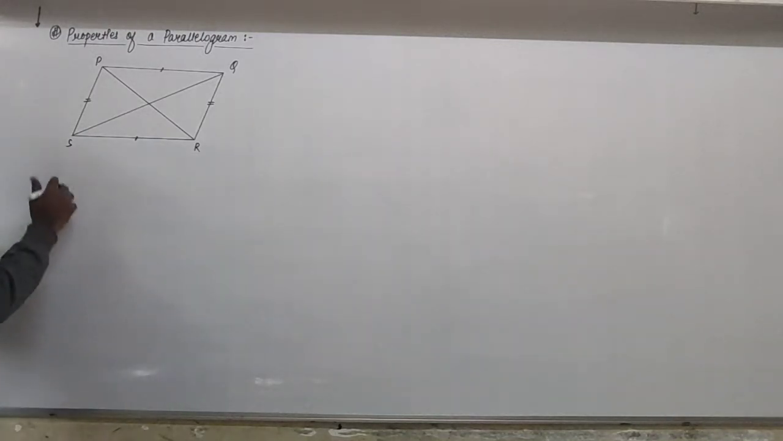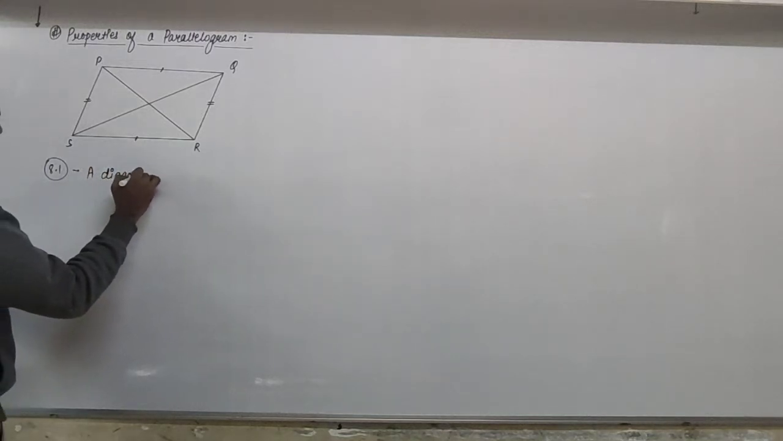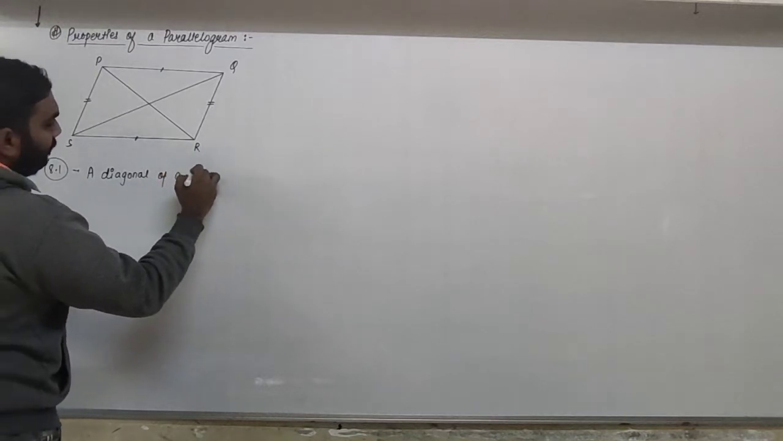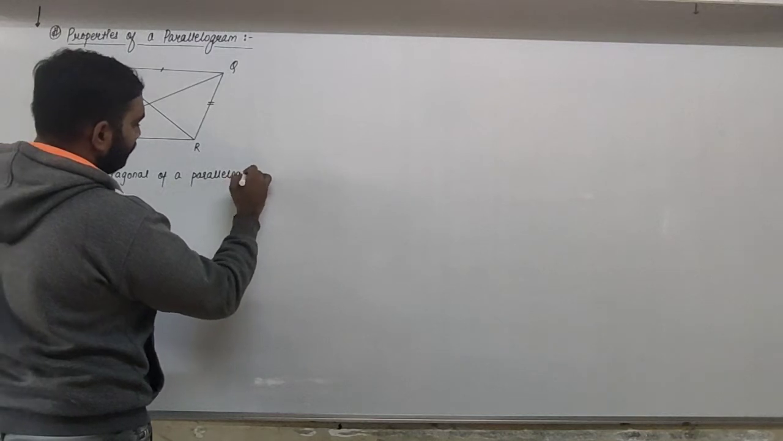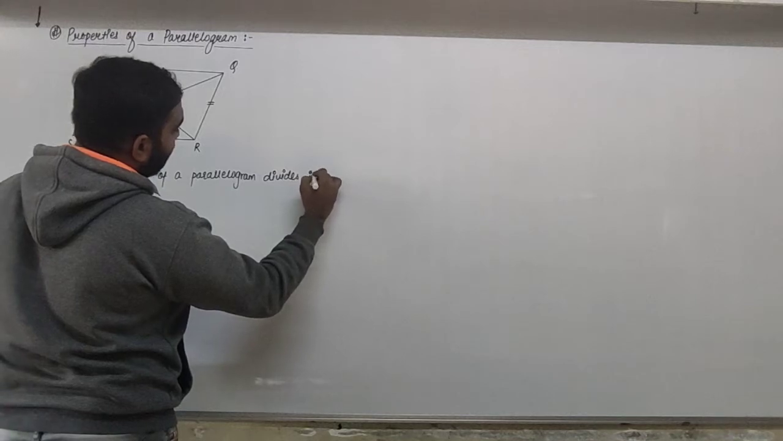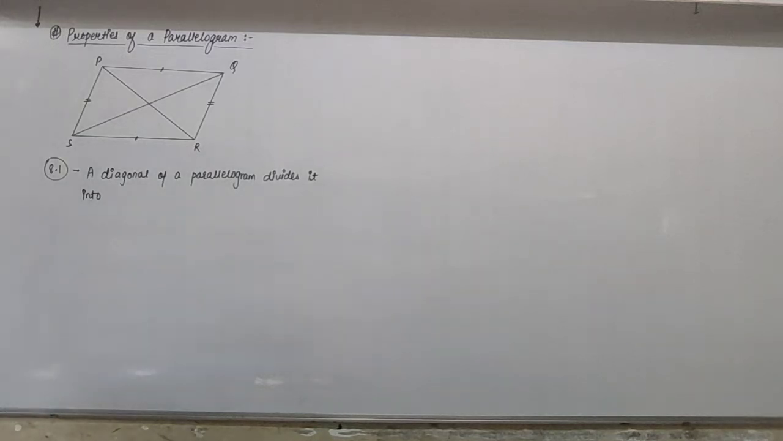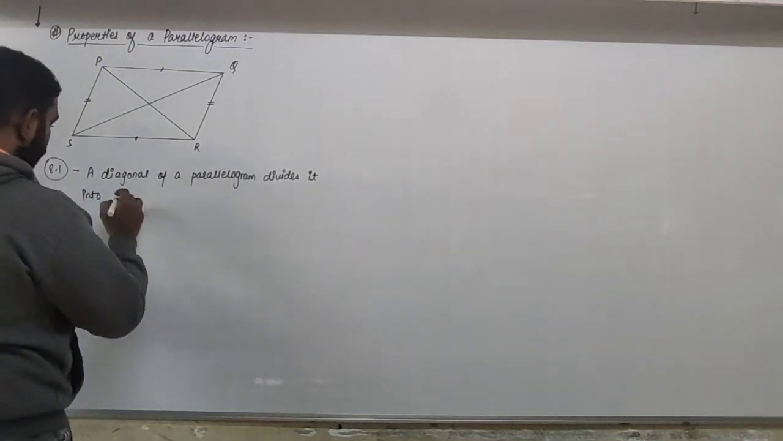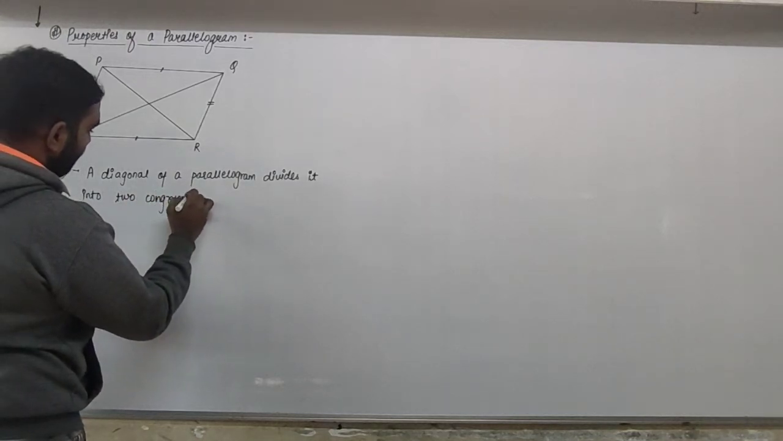Let us see the first theorem, number 8.1. So I'll just write it down. 8.1. A diagonal of a parallelogram divides it into two congruent triangles.